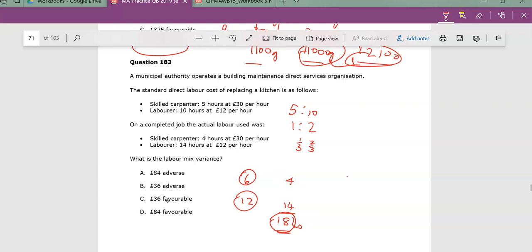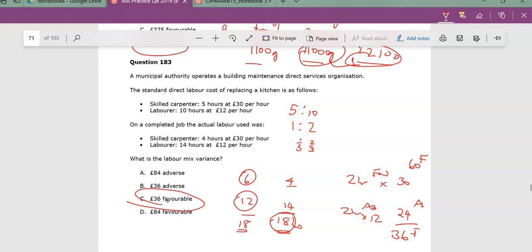So what we now have here is a 2-hour variance of favorable, because you used 4 instead of 6, and 2 hours here of adverse. So let's look at that 2 hours of favorable. That's 2 times 30, which is 60, favorable. And we have 2 times 12, which is 24, which is adverse. So therefore, we have a 36 favorable variance. And that's what the mix variance is.